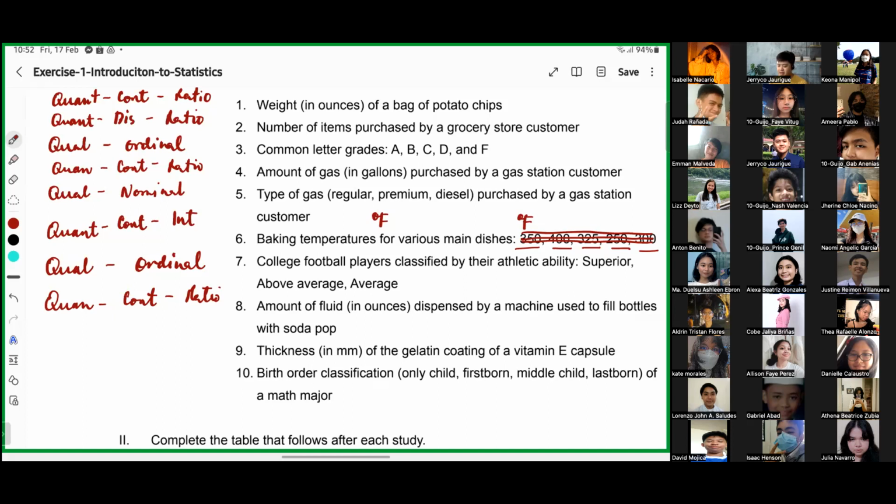Hello po, sir. Hi. Sige, number 9. Read first. Number 9 po, sir. Yes.